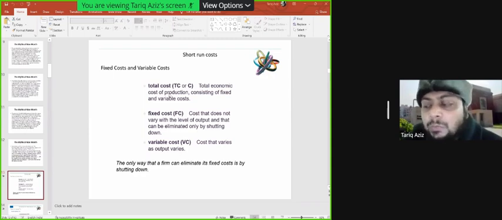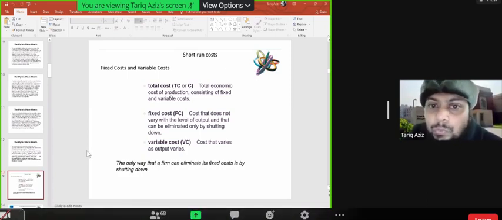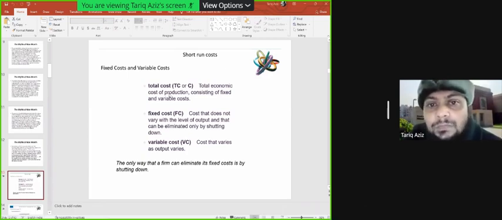Otherwise it remains constant with the level of output. To make this very simple, you can think of an example. If you are operating your factory on a rented property, whether you are running that factory or not, the rent that you have to pay on that rented property is fixed. That is a fixed amount that you have to pay every month. So that is an example of fixed cost.